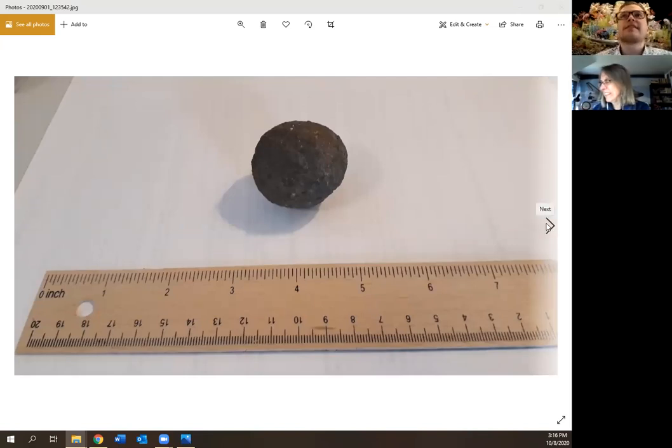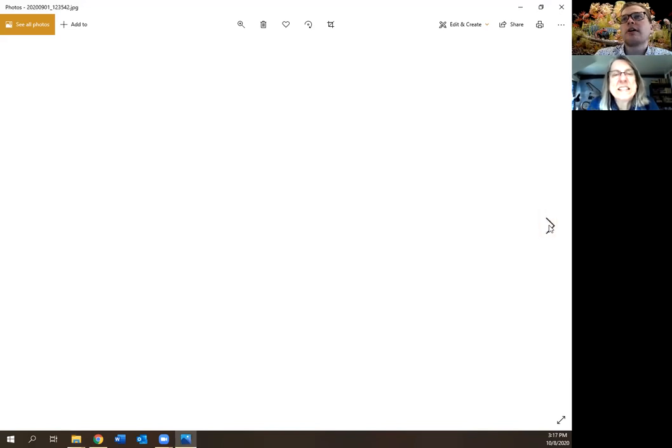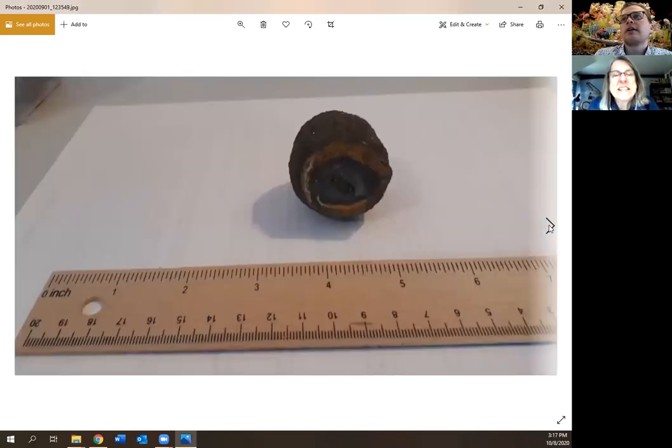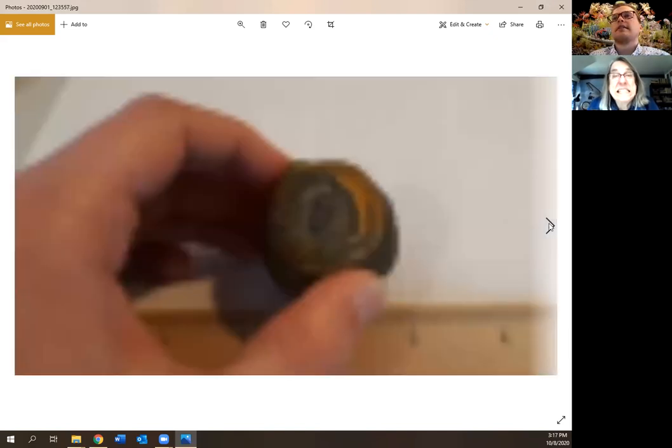So this is another one that we had submitted to us. This person said that they thought it might belong to a squid, but they weren't sure. So we've got a couple of pictures here. It looks like there's a black bit in the middle and then an orange ring around the outside, if you can see those.